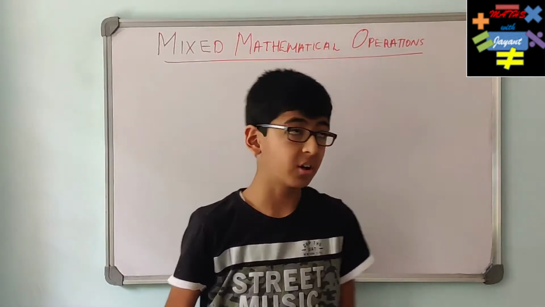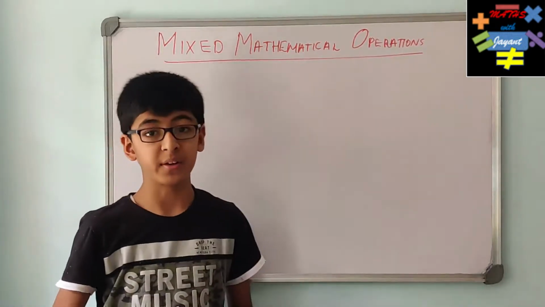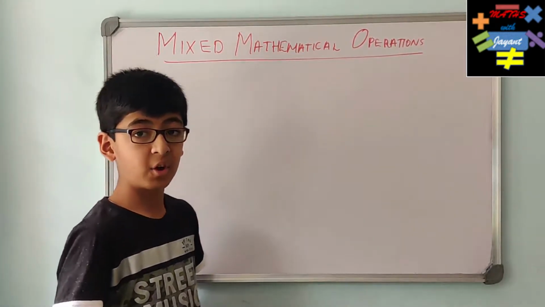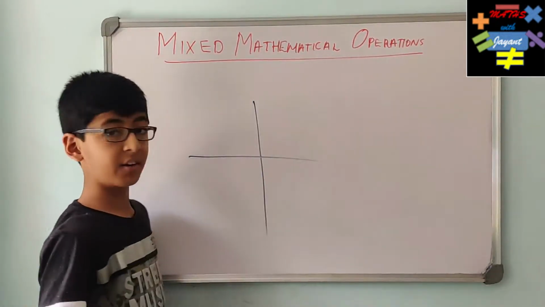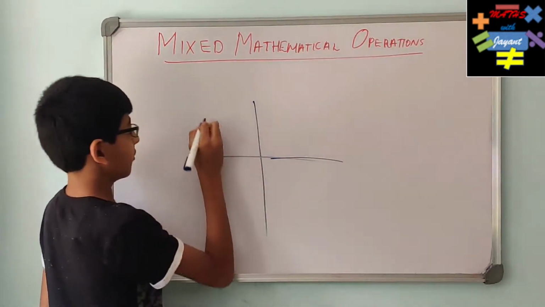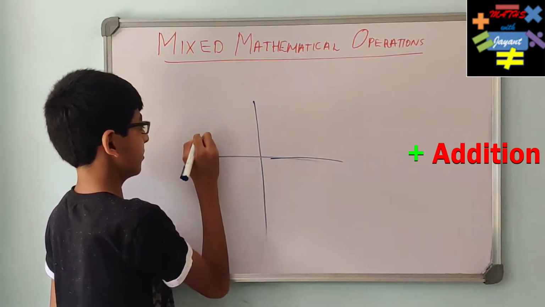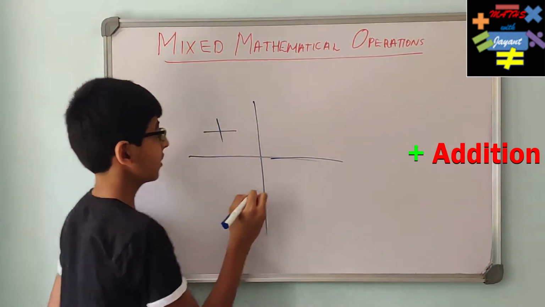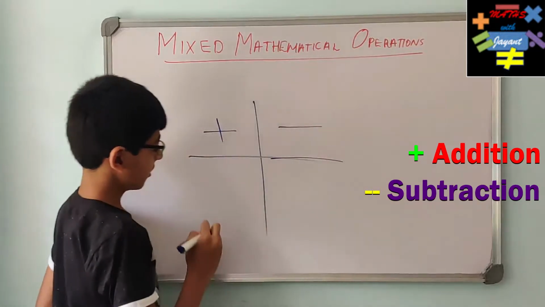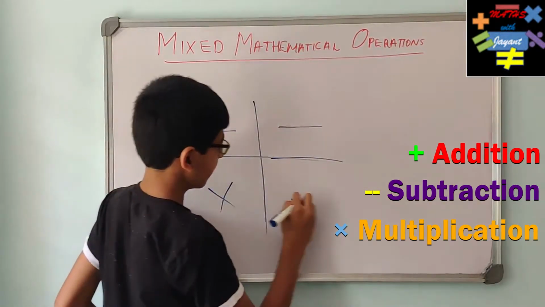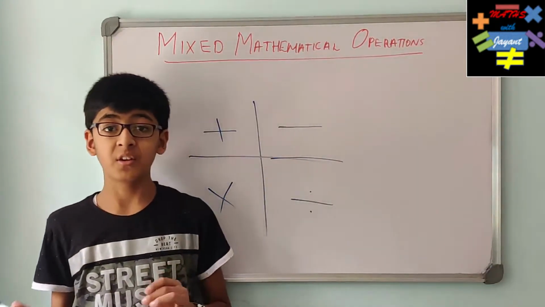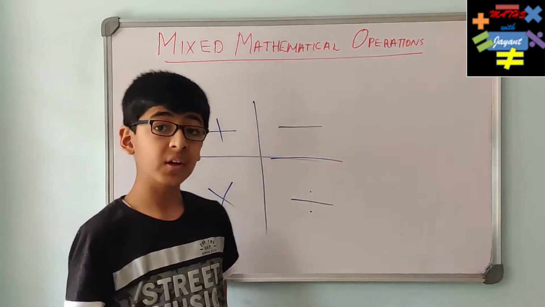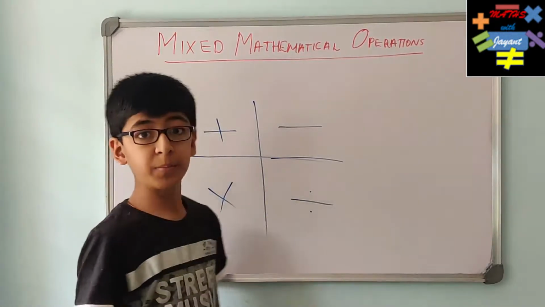Today we are going to learn about mixed mathematical operations. We already know the four basic mathematical operations that are really important. One of them is addition, which has the plus sign, subtraction, multiplication, and division. We have covered each of these topics in detail. But we have always learned these chapters separately.